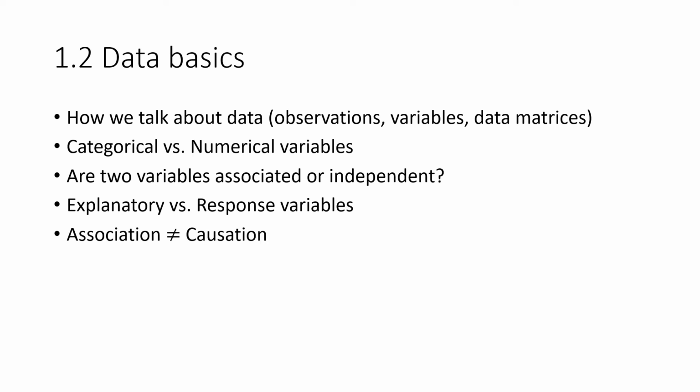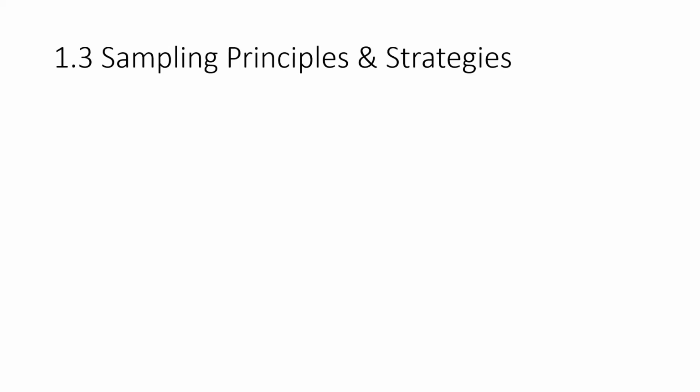We'll also note that just because 2 variables are associated with each other doesn't necessarily mean that there's a cause and effect relationship between them. And we'll distinguish between observational studies, which give less strength to claims of causation, and experiments, which can often give more evidence that there's actually causation and not just an association. So we'll be looking at those things in section 1.2 and continuing to look at them later. In section 1.3, you'll focus on sampling principles and strategies.